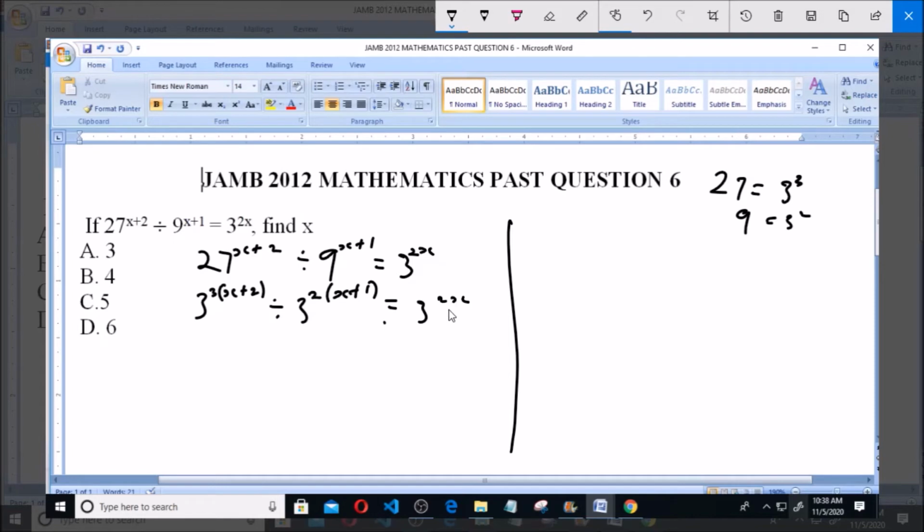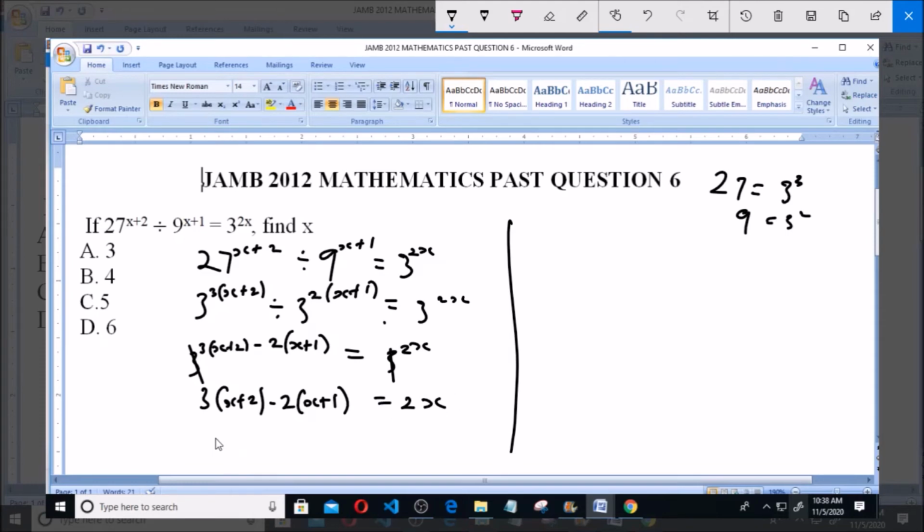Now, since there's division here and since the base number is the same, we can simply say this is equal to what? 3 raised to the power of 3 into x plus 2 minus 2 into x plus 1 equals 3 raised to the power of 2x. Now, we can cancel the base, which is 3. So we'll be having 3 into x plus 2 minus 2 into x plus 1 is equal to 2x.